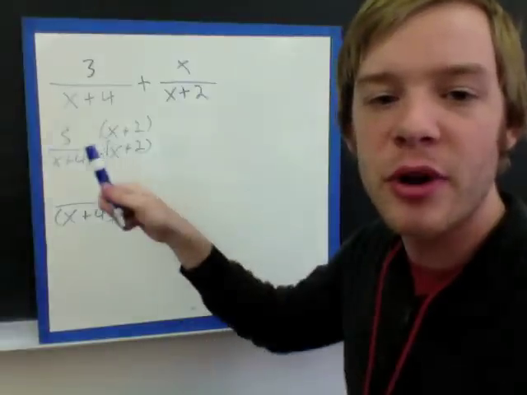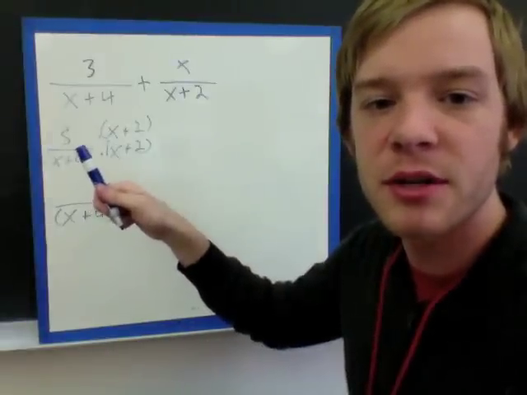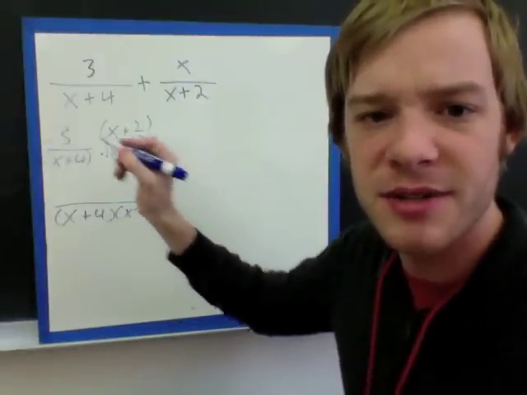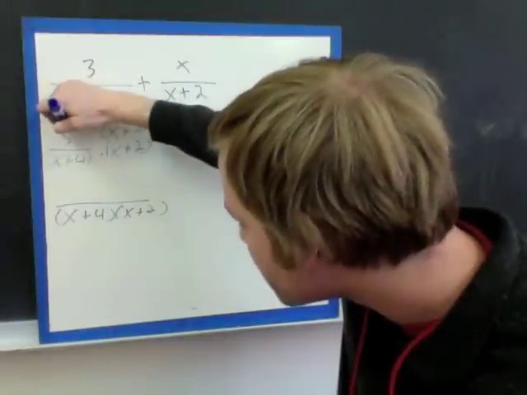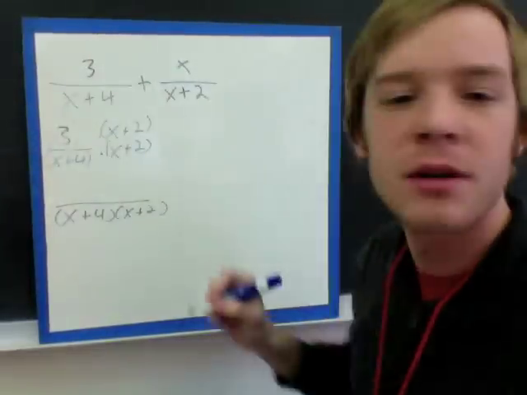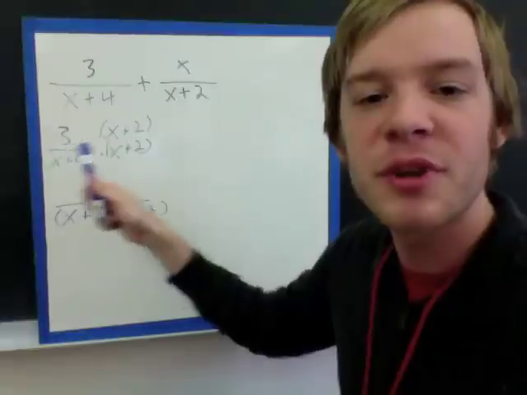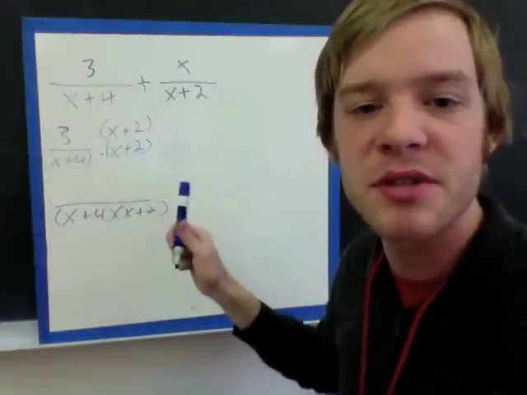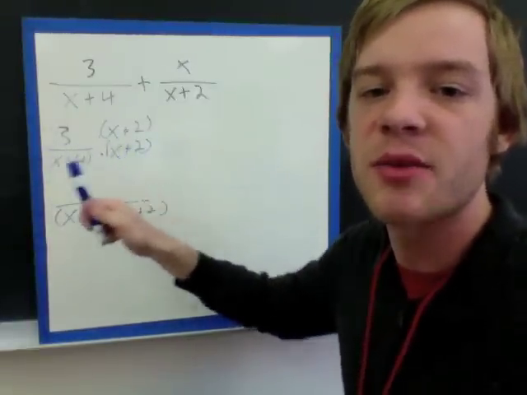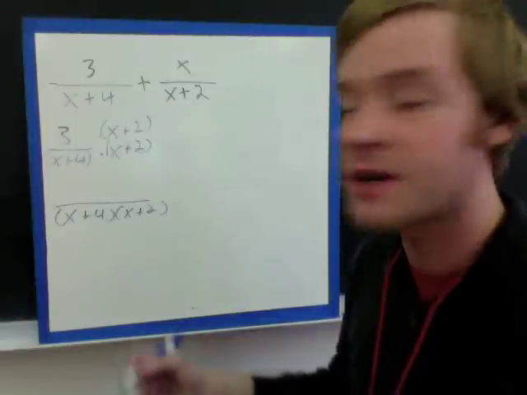I'm going to have x plus 4 and x plus 2 in parentheses right next to each other. And then in the numerator, I'm actually going to multiply my 3. That looks kind of like a 5, but it's supposed to be a 3. There we go, that's better. The 3 times both of the things in the second parentheses. So 3 times x and 3 times 2, which will give me 3x plus 6.